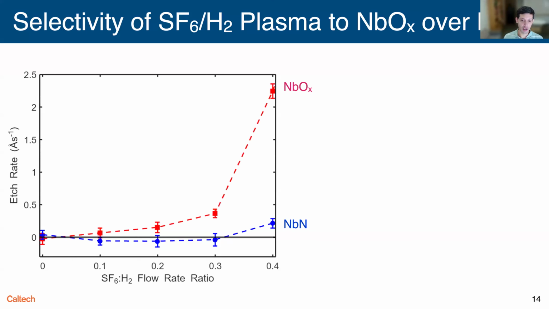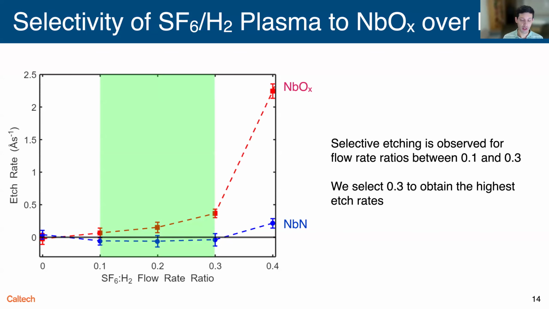And indeed we see that in the range of about 0.2 to 0.3 or so, there is that same window where the oxide etches but the nitride doesn't. Okay, so we have successfully found the selective region now for niobium nitride. For the rest of the results, we used the value of 0.3 ratio just to make the etch rate higher.